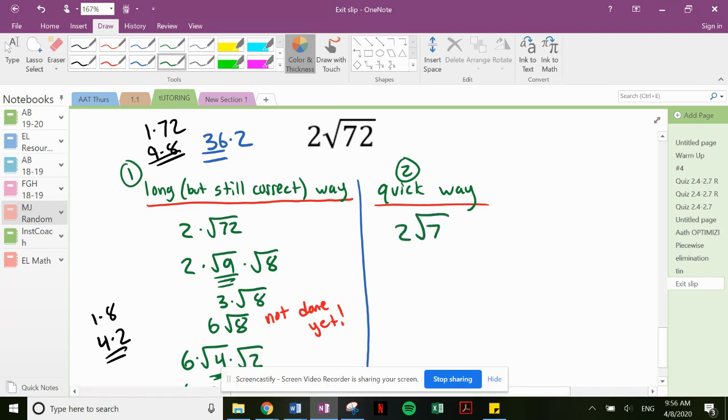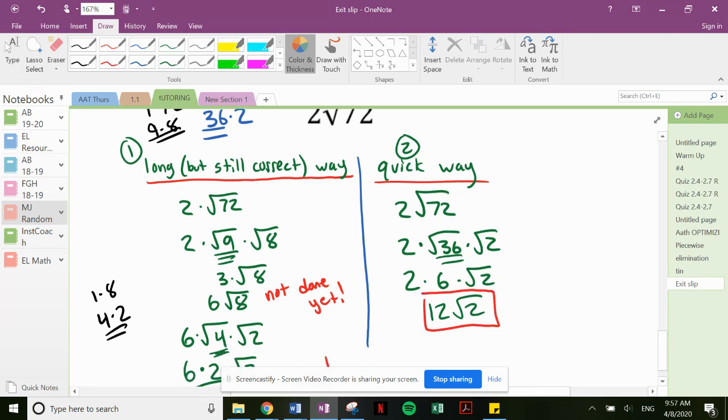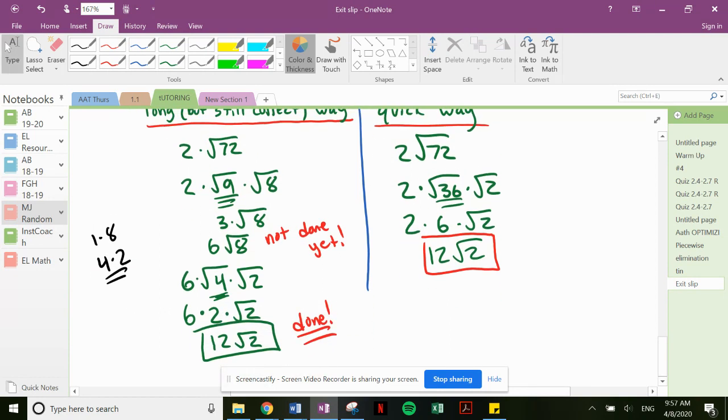So 2 root 72, the quick way, is 2 times the square root of 36 times the square root of 2. Square root of 36, obviously much bigger than the square root of 9, is going to simplify into just plain old 6, since we know that, and then the square root of 2. 2 times 6 is 12. The square root of 2 is not something I can break down any further, and I get 12 root 2. Same exact answer, but it went a lot quicker.